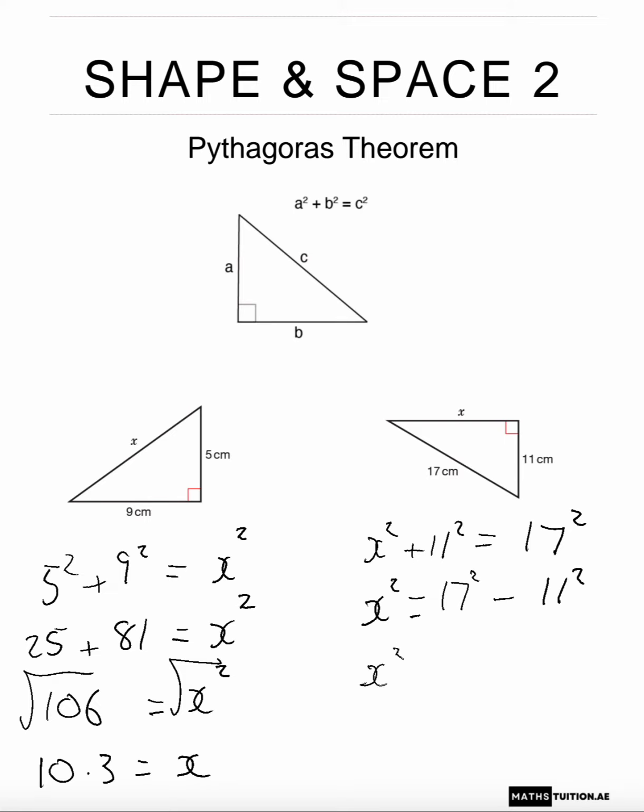So x squared is going to be equal to 289 minus 121. X squared is going to give us 168. Again, same process. We're going to take the square root of both sides, and we'll get our final answer, x equals 12.96.